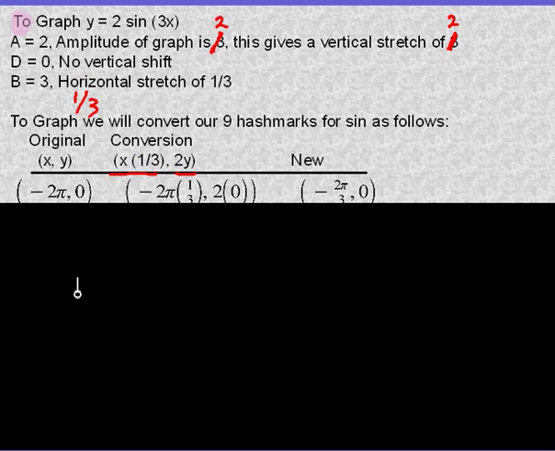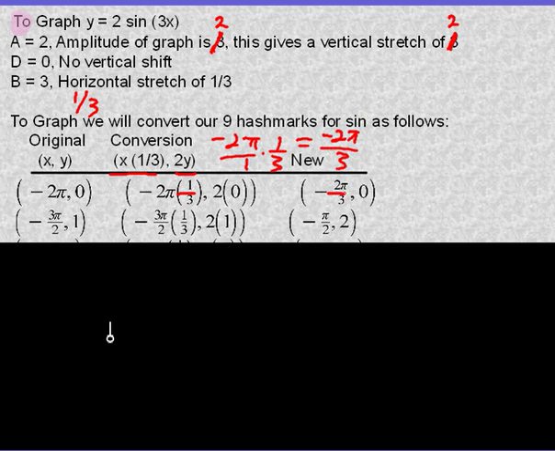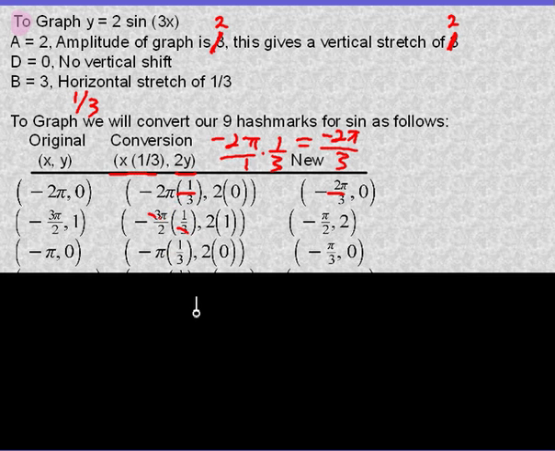So if we look at our new hash marks, our first one, negative 2 pi, 0, we're going to multiply negative 2 pi by 1/3. And remember, it's negative 2 pi over 1 times 1/3. Multiply across your top and across your bottom, and that's where we get negative 2 pi over 3. 2 times 0 is 0. Negative 3 pi over 2 times 1/3. The easiest thing to do is cross out your 3's on top and bottom, and you're going to get negative pi over 2. 2 times 1 is 2. This is going to be negative pi over 3.